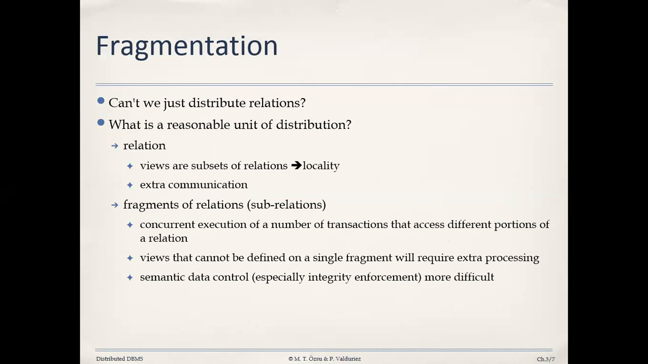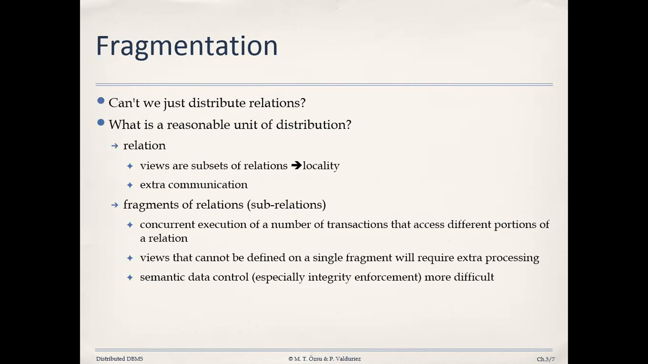Fragmentation. When we talk about fragmentation, the first question that comes into our mind is: what is a reasonable unit of distribution? What to distribute? If we are talking about a relational database environment, the relation is the reasonable unit of distribution. What we do is break the relations, and normally we call the pieces views. So views are subsets of the relations.